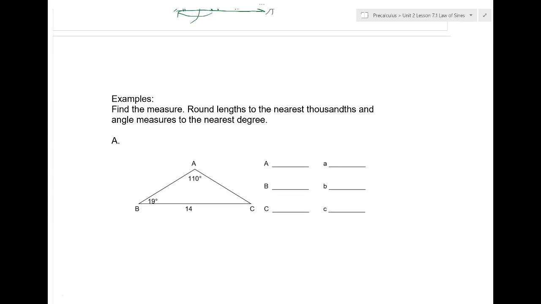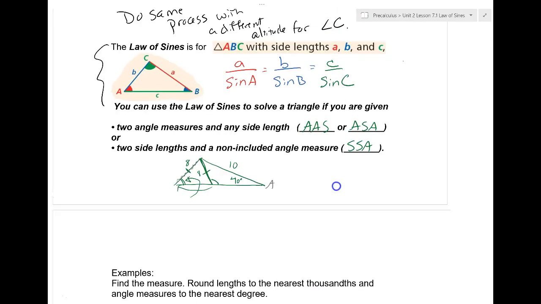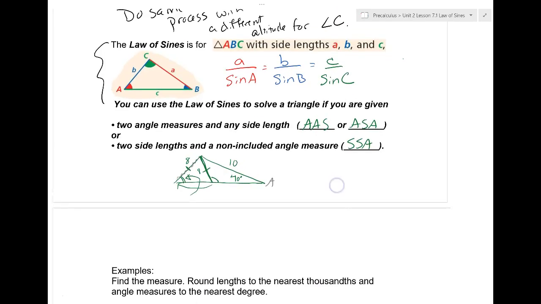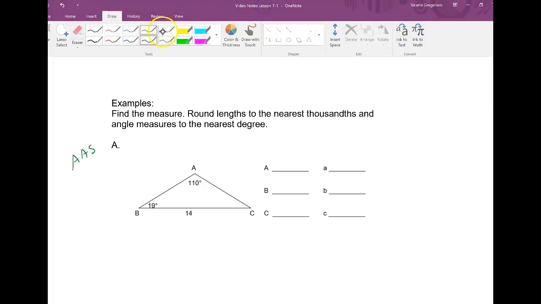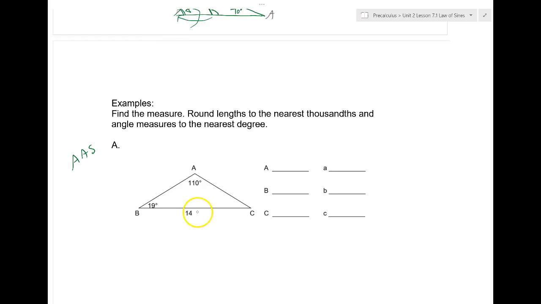If I'm given this, this would be considered angle, angle, side, because the side's not between the two angles. And remember, angle, angle, side is one of the ways that we can use law of sines or cosines. So remember, this was angle, angle, side, so it works. It is okay to label opposite angles inside. Like I know this would be A, this side would be B, this side would be C, right? Now fill in all the missing information for this triangle, and we're just going to use law of sines and law of cosines to do that.